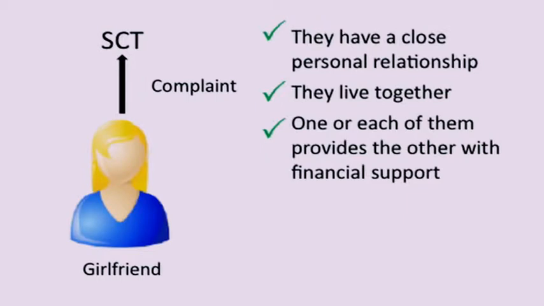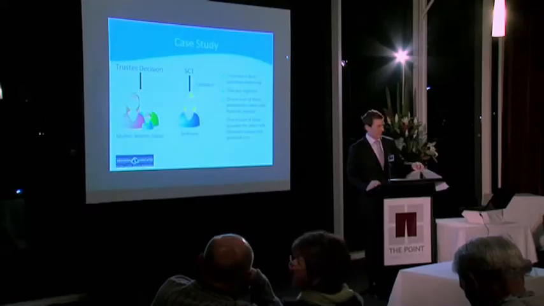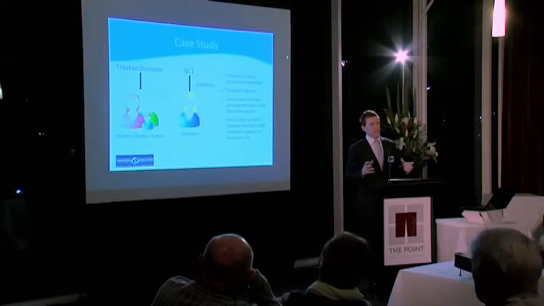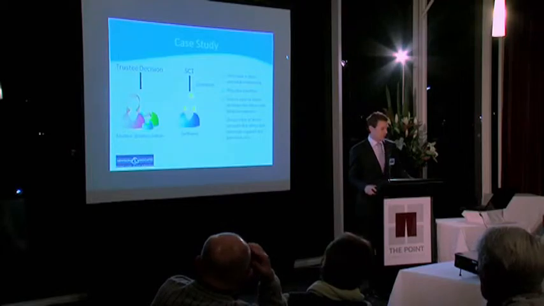And the final issue was that one or each of them has to provide the other with domestic and personal care. And she claimed that they did share domestic duties. So in this particular case, because the other family members weren't claiming that they were in a dependent relationship with their son, because they couldn't satisfy that criteria, they had to prove that the girlfriend, in fact, wasn't in an interdependent relationship. Now, the finding by the Superannuation Complaints Tribunal was that, in fact, the girlfriend was in an interdependent relationship with the young man, so they awarded 100% of the benefits to her in this case.